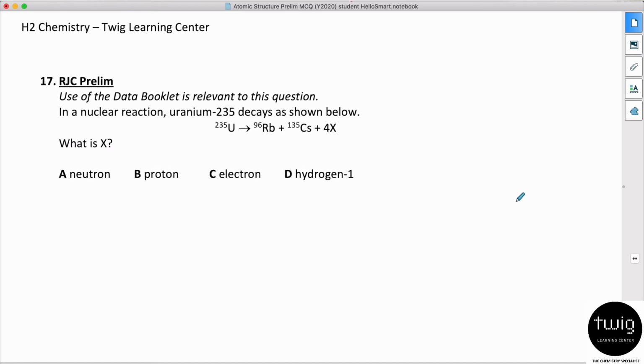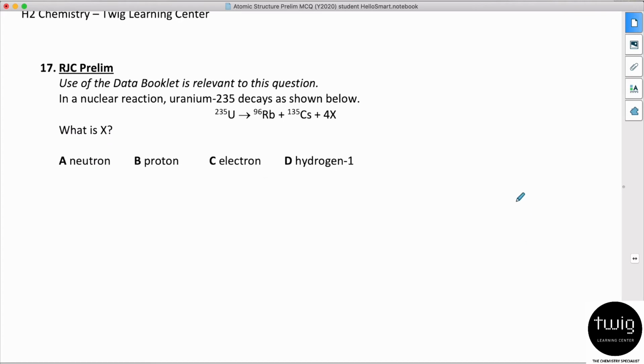Question 17. You just have to put in the numbers and you can see what X is. Uranium, the proton number is 92. Rubidium, the proton number is 37. Cesium, the proton number is 55. Think about it, 37 plus 55 is 92. And here is 92, which means this should be 0. If you look at the mass numbers, 235 on this side, 235.